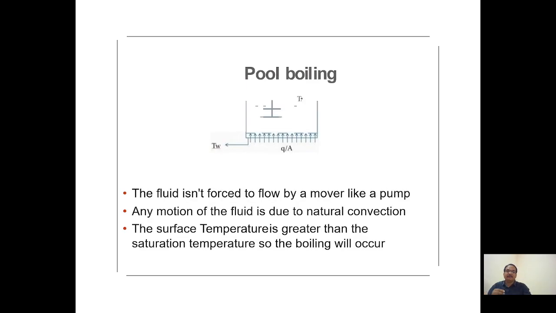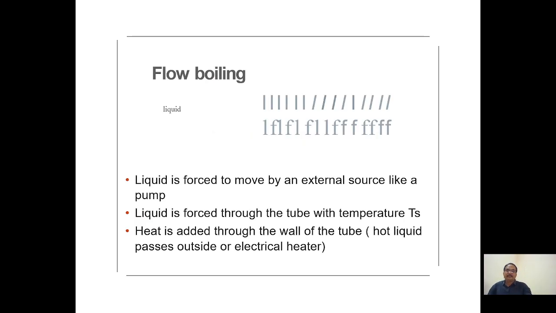Look at this pool boiling process. The fluid is not forced to flow by a mover like a pump. Any motion of the fluid is due to natural convection. The surface temperature is greater than the saturation temperature, so boiling will occur. Here is flow boiling. In this flow boiling process, the liquid is forced to move by an external source like a pump. The liquid is forced through the tube with temperature Ts. Heat is added through the wall of the tube.